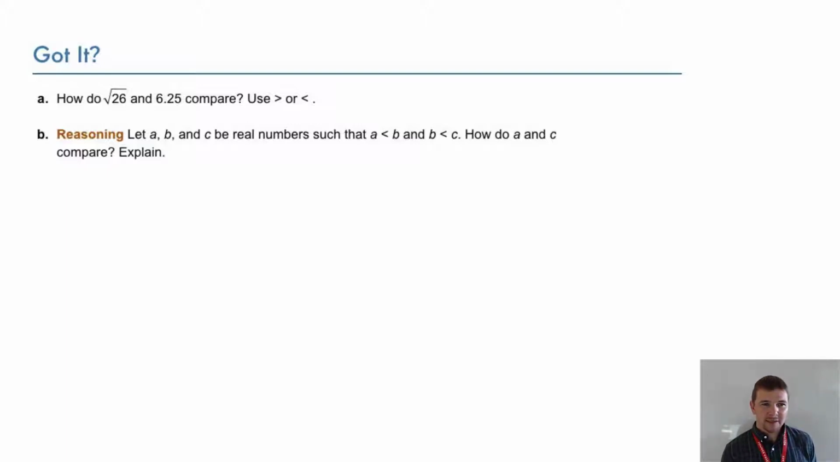Let A, B, and C be real numbers such that A is less than B and B is less than C. How do A and C compare? Explain.